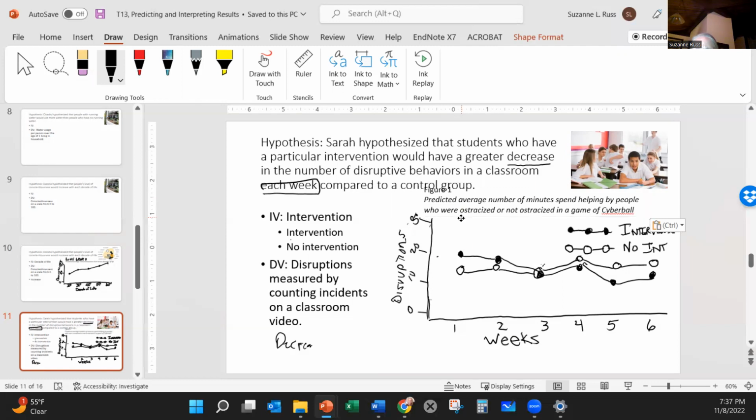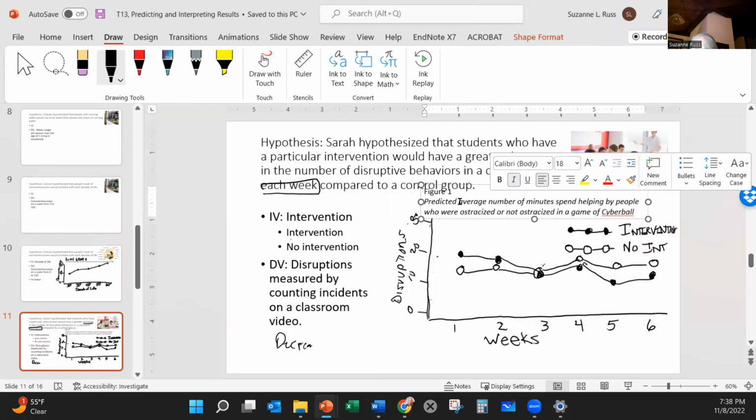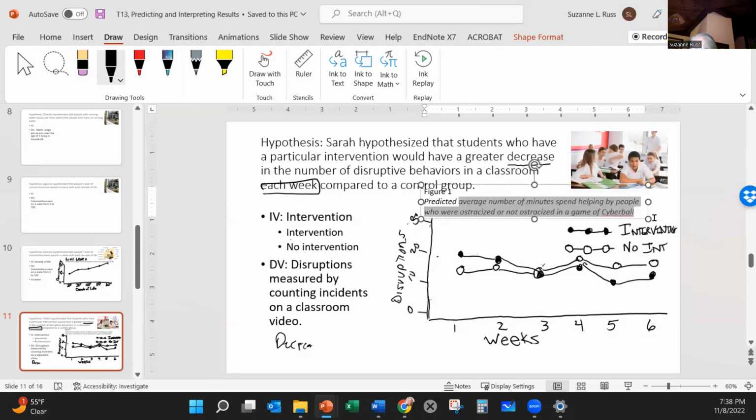Figure 1, predicted number of disruptions in classrooms of students who had or did not have a particular intervention.